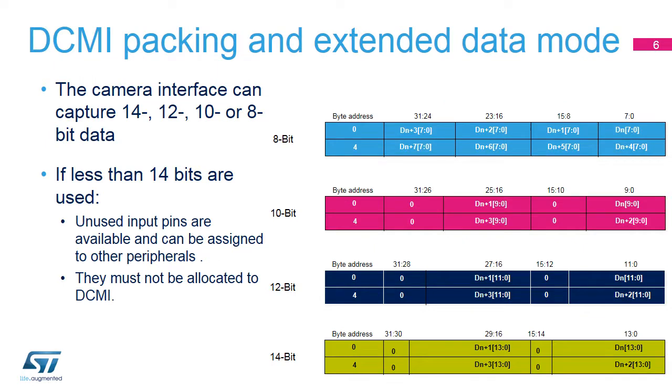Depending on the interface size, 8, 10, 12, or 14 bits, two or four data items are stored in a single 32-bit word. Once a complete 32-bit word is available, it is transferred by DMA to the memory. This allows us to reduce the bus bandwidth used by the DCMI, even for high-speed cases.